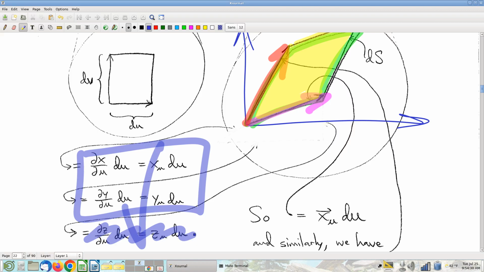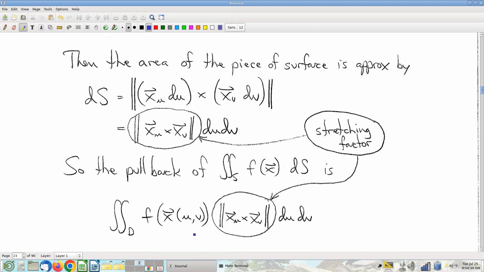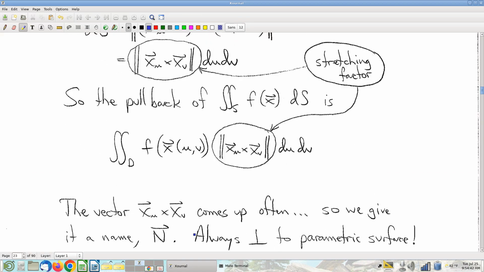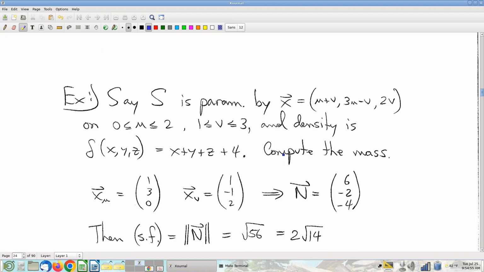And what you're going to find, if you go through the analogous calculation, is that you derive the stretching factor for change of variables, being the absolute value of the Jacobian determinant. So it's a good exercise. I hope everybody will give that a shot. If you get stuck, come to office hours. I'll be very happy to walk you through it. It's a good bit of mathematical weightlifting. Okay. All right. Let's do one.